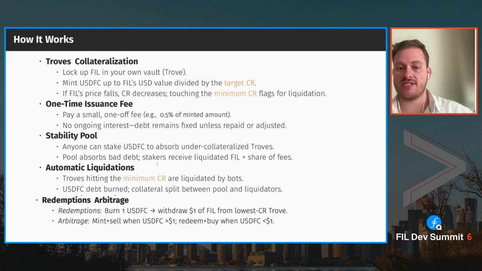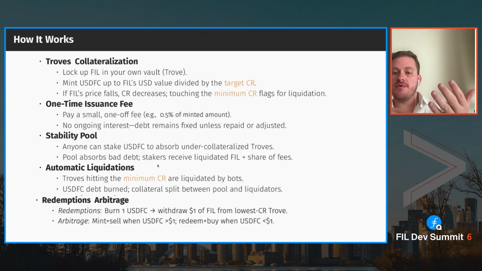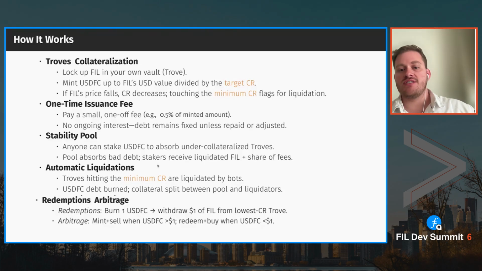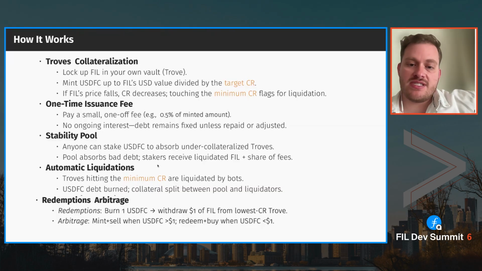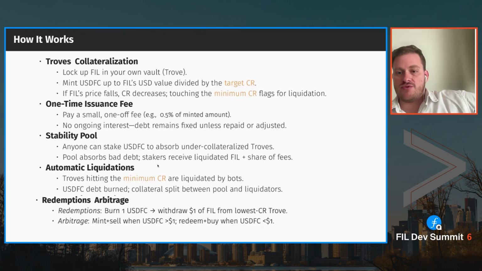So the way that redemption works here is that you can always burn one USDFC to withdraw $1 worth of FIL. And the argument here is that this can create arbitrage opportunities in the sense that if USDFC is trading above its peg, right, it's more than $1, this is pretty good because you can always go mint some USDFC and sell it for a riskless profit. That's pretty good. And if USDFC is trading below $1, because of this redemption mechanism, you can always sell it for $1, and again, you're reducing the supply of it, and this pushes the price back up.